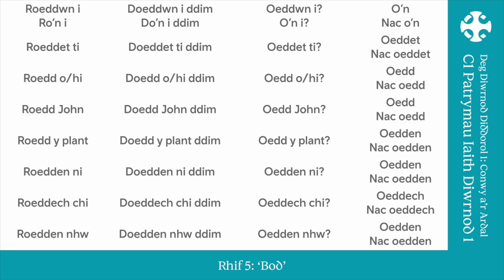Oeddwn i, o'n i, oeddet ti, oedd o, oedd hi, oedd Edward, oedd y plant, oedden ni, oeddech chi, oedden nhw. O'n, na o'n, oeddet, na oeddet, oedd, na oedd, oedden, na oedden, oeddech, na oeddech, oedden, na oedden.